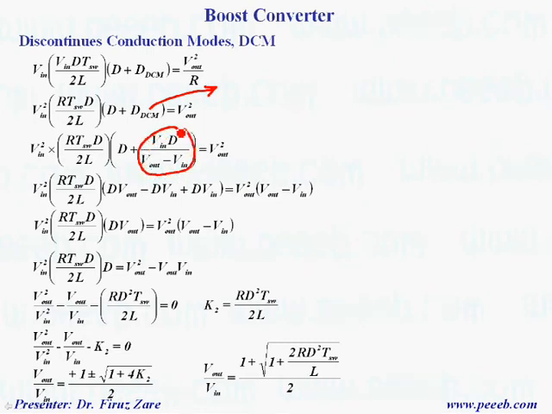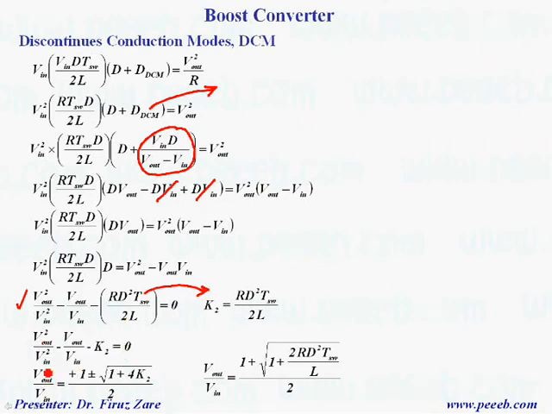From the waveform, we found the duty cycle for discontinuous conduction mode when the system is in a steady state is equal to this term. So when we simplify this equation, we can see that this term is cancelled out, and then we can simplify again, and finally we end up with this equation. Suppose that this term is K2, then we need to find this equation.